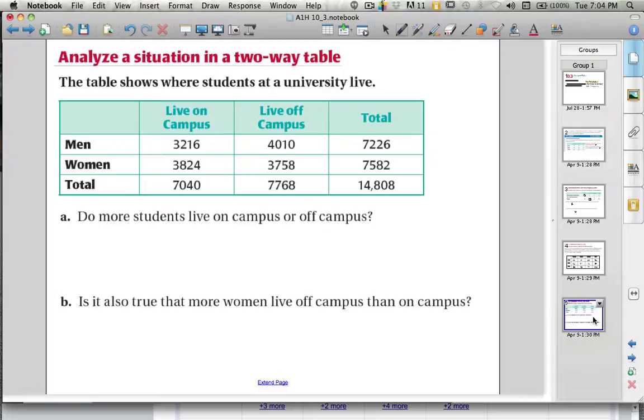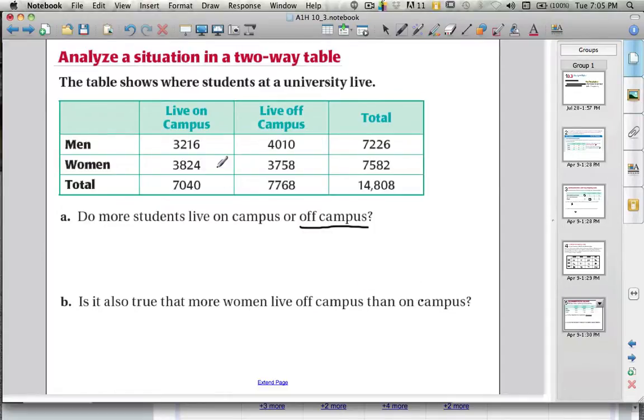If we continue on and look at analyzing the situation in a two-way table, again, we're going to take a look at, do more students live on campus or off campus? So the total that live on campus are 7,040, and off campus is 7,768. So off campus. Is it also true that more women live off campus than on campus?